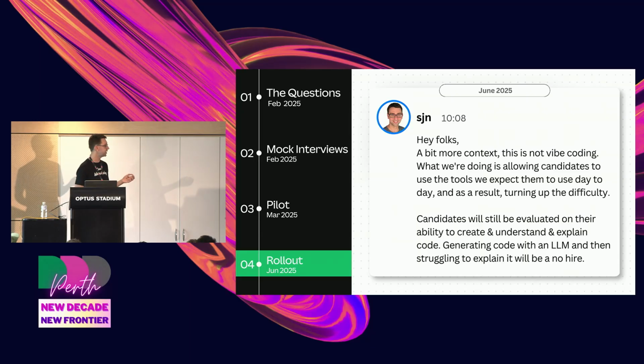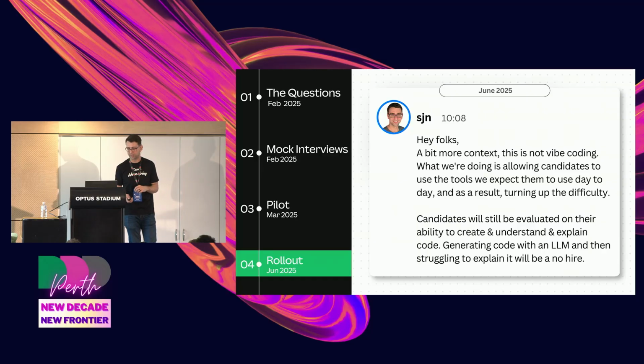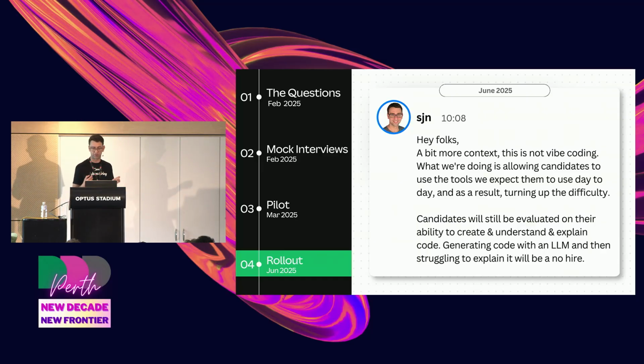We could point to concrete data from our pilot showing that the bar hadn't dropped. In fact, we were now testing skills that were more relevant to engineering work. We could show that candidates still had to demonstrate deep technical understanding and that simply generating code without being able to understand it or improve it would result in a no-hire decision.